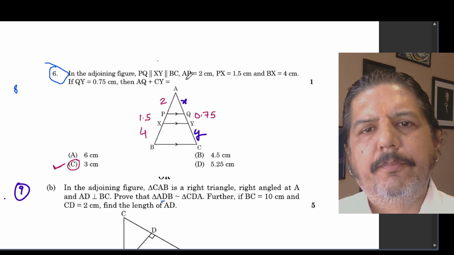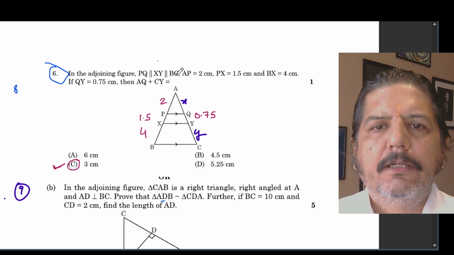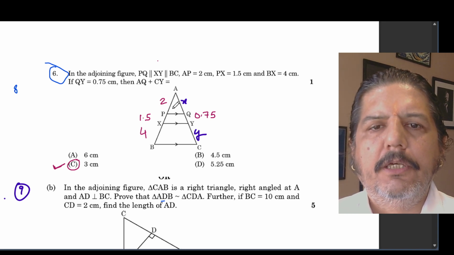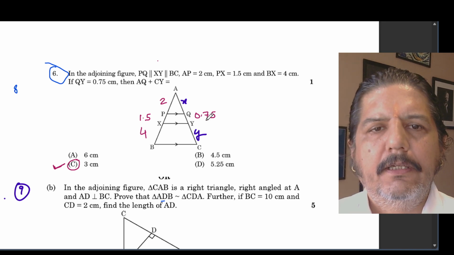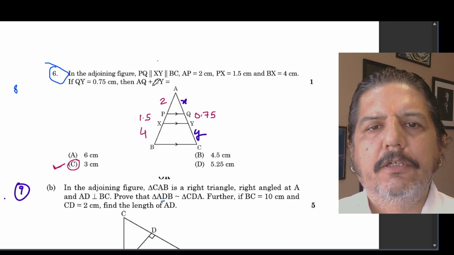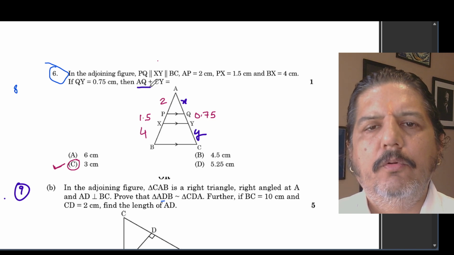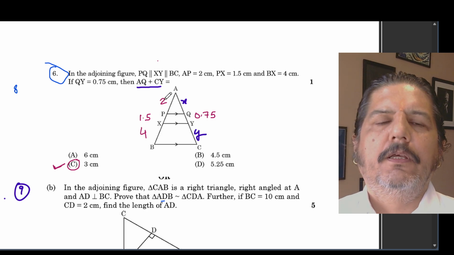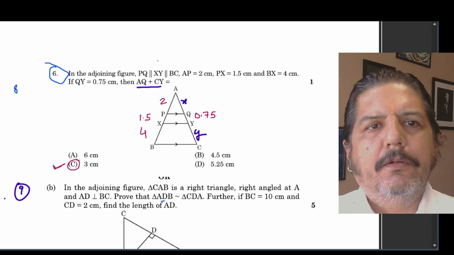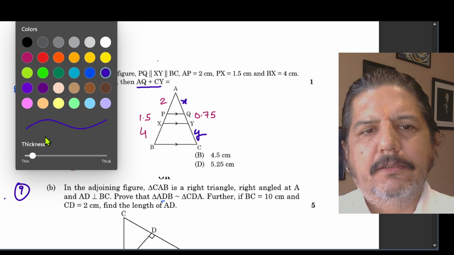In the given figure, PQ is parallel to XY, XY is parallel to BC, AP is equal to 2, PX is equal to 1.5, BX is equal to 4, QY is equal to 0.75. Then find AQ plus CY. Okay. See, frankly, when I look at this question, this is a MCQ.